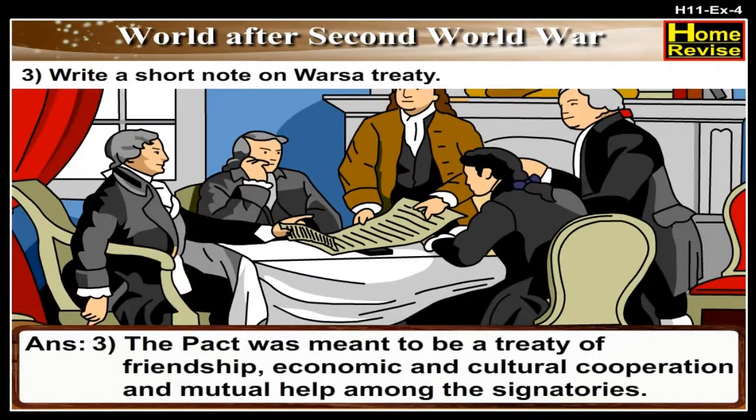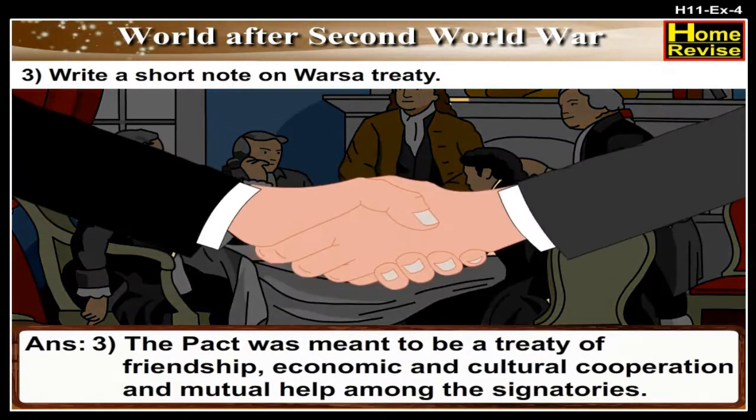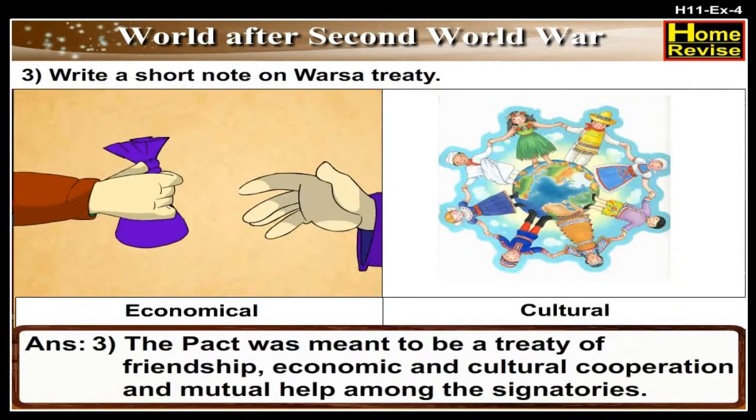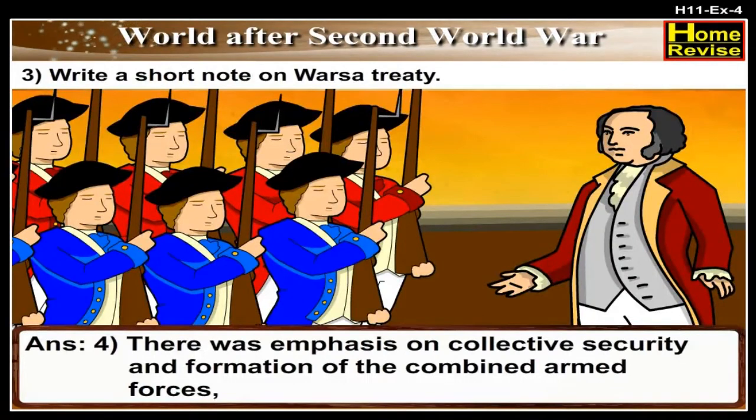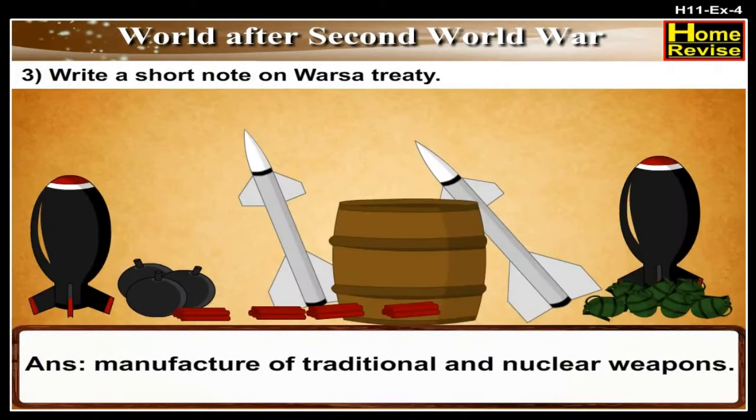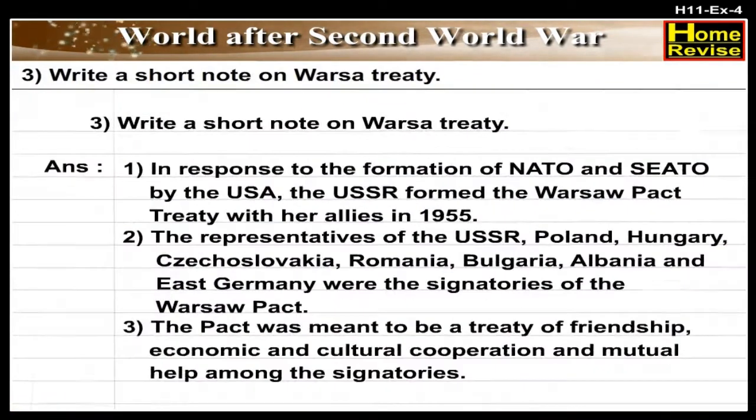Number 3. The pact was meant to be a treaty of friendship, economic and cultural cooperation and mutual help among the signatories. Number 4. There was emphasis on collective security and formation of the combined armed forces, manufacture of traditional and nuclear weapons.